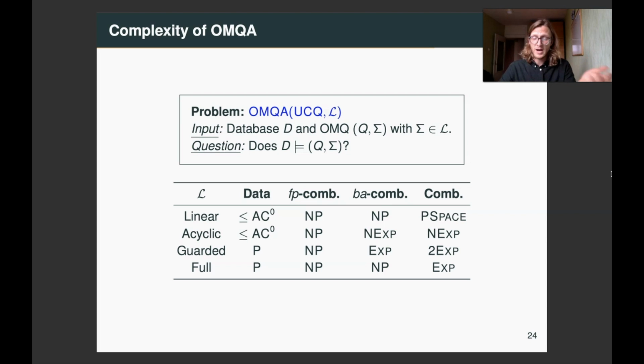That is, which part comes as an input. So for example, in data complexity, only the database is part of the input. The ontology-mediated query is fixed. In FP combined complexity, the database and the program come as an input. The query is fixed. BA combined complexity is bounded arity. We know that the arity of the predicates is fixed, but the database, query, and the program are part of the input. And in combined complexity, database, query, and the program all come as an input, right?